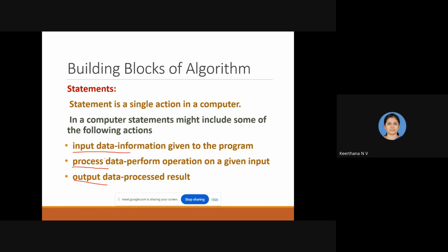For example, as I showed in the addition, you are going to perform the addition operator. That is the processed data. Input is your two numbers, output is the resultant result, and processed data is the operation you are performing, that is, the addition operation. So your algorithmic structure should contain these three modules: the input module, the output module, and the process module.